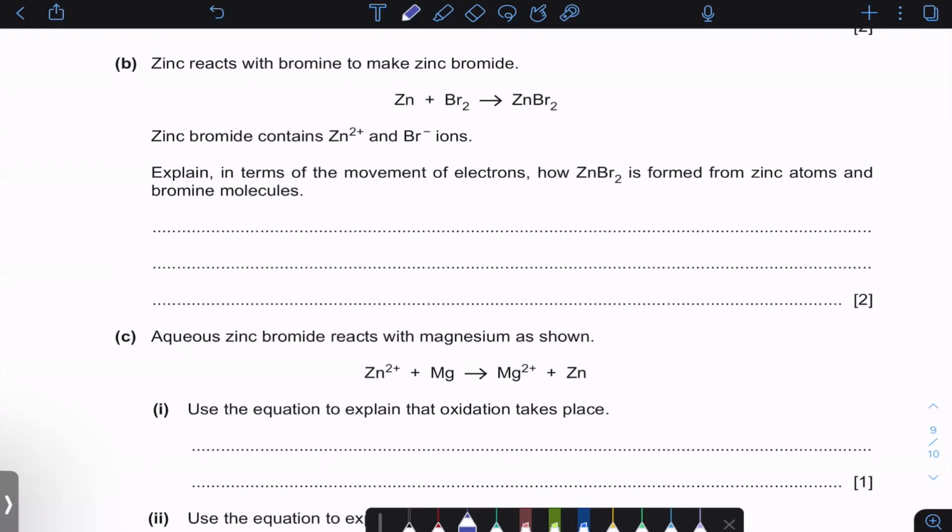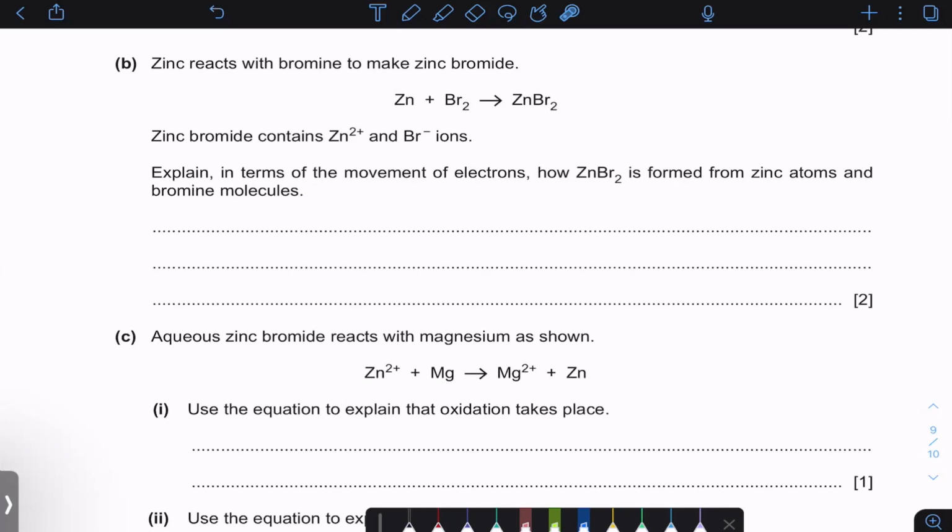Zinc reacts with bromine to make zinc bromide. Okay. Zinc bromide contains zinc ions and bromide ions. Explain in terms of movement of electrons. Pay very close attention to this. उसने आपको खुद बता दिया कि उसे क्या चाहिए.